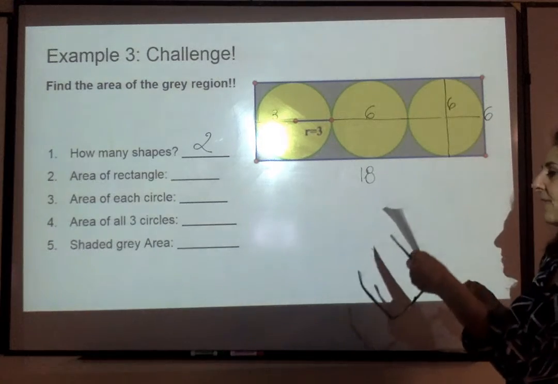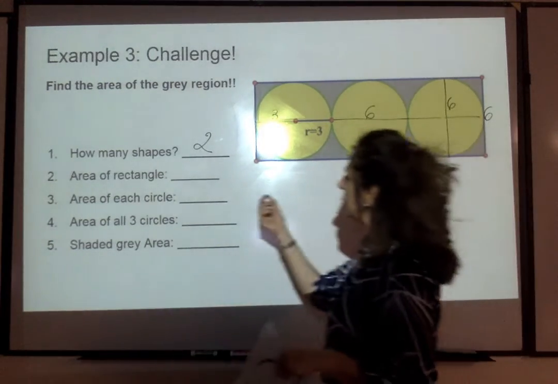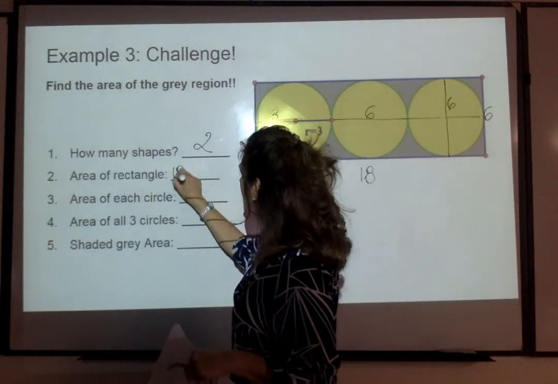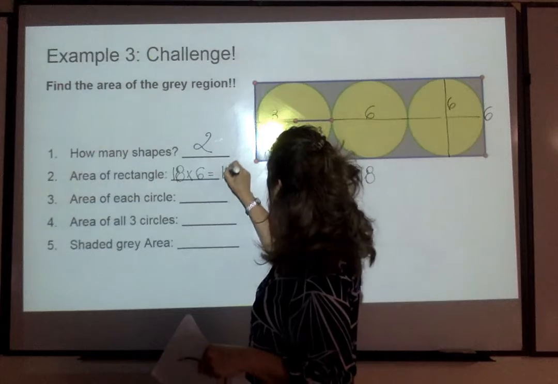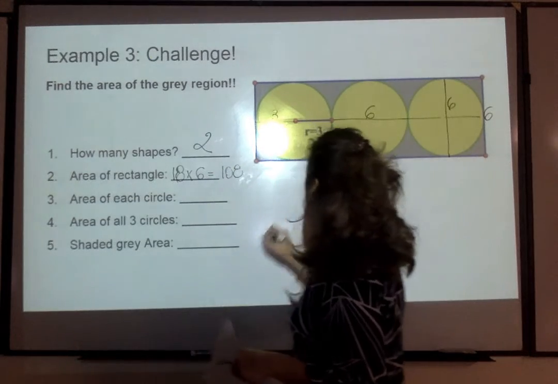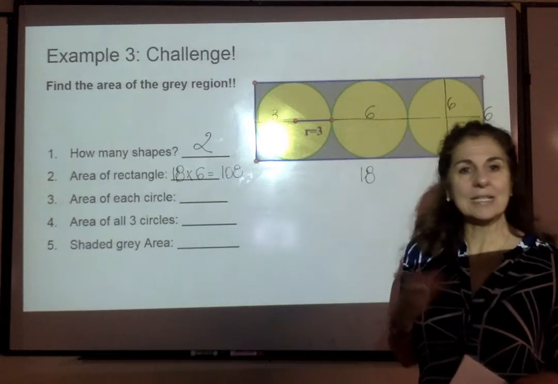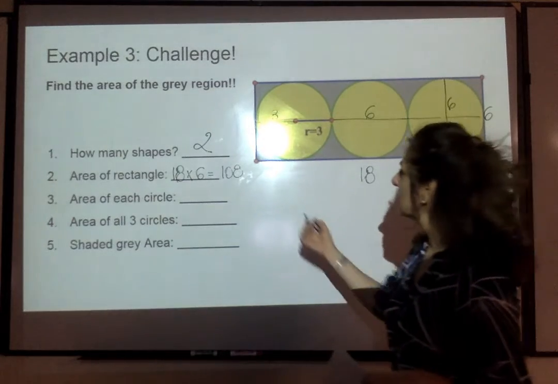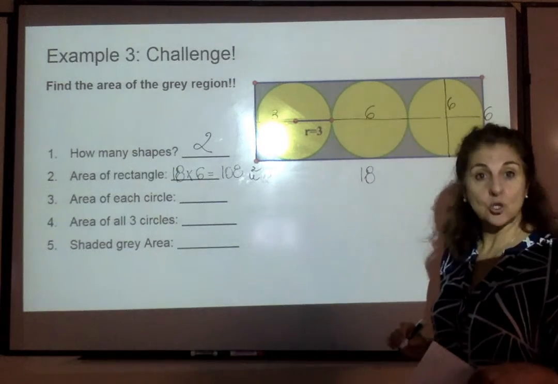So the math tells me that I am multiplying 18 times 6, which is 108. Again, there's no unit here. They don't tell us what is the unit of measurement. So I am just going to use the letter U for unit square.